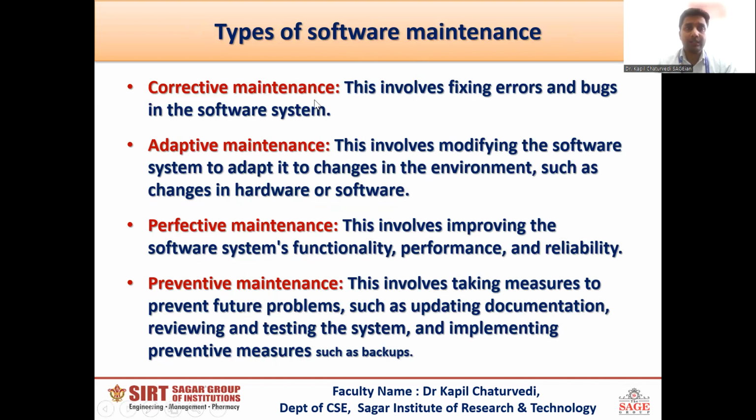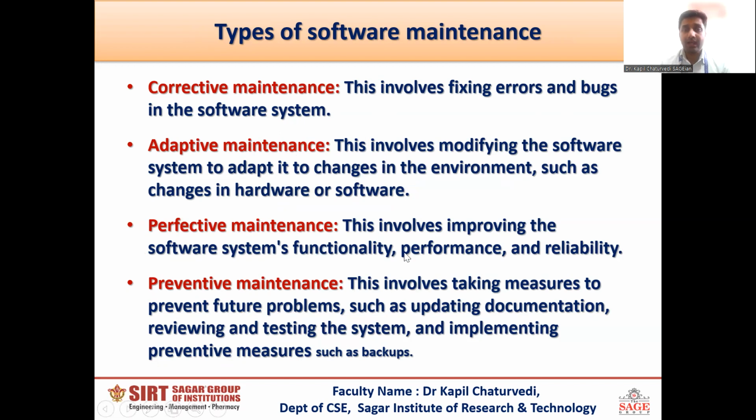Types of software maintenance. There are four major types of software maintenance: corrective, adaptive, perfective, and preventive maintenance. Corrective maintenance means to fix the errors and deal with the bugs, as we discussed in the last slide. Adaptive maintenance means that whenever you want to add new software or hardware, it can easily be supported by the software. That feature we have to build in the adaptive phase of the software.